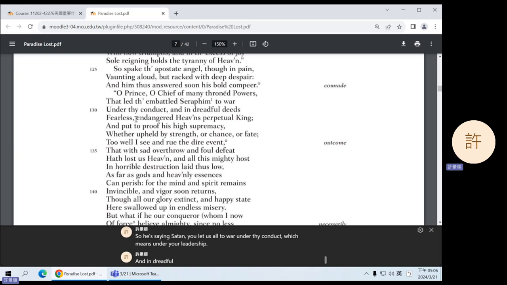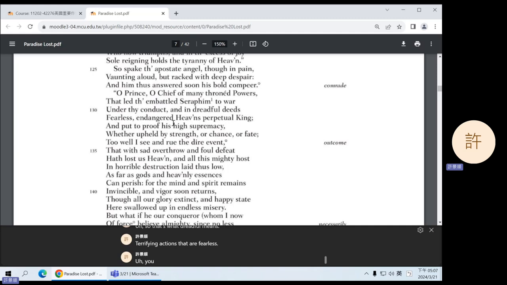dreadful deeds fearless, endangered heaven's perpetual king. So dreadful means terrible. Terrible means striking terror, terrifying. If you look at the word terrible, it ends with I-B-L-E, which means A-B-L-E. So capable of making terror. It's terrifying. So that's what dreadful means. Terrifying actions that are fearless.